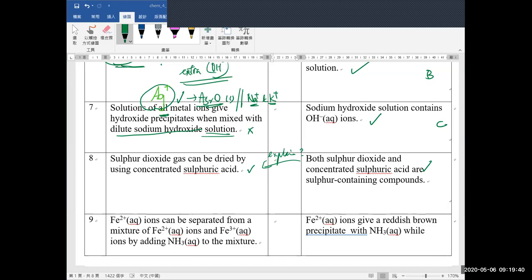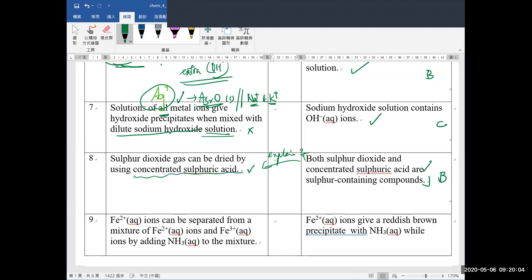Indeed, the answer is B. The answer is B. Okay, the second statement doesn't tell anything about the drying. So can you tell me the reason for statement 1?